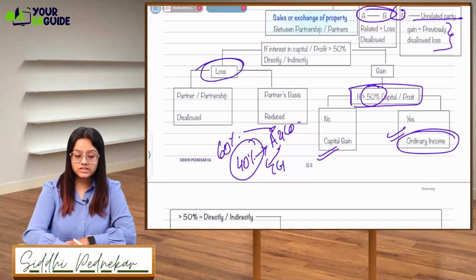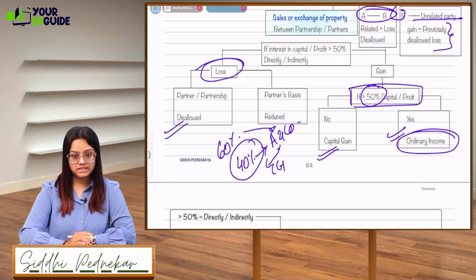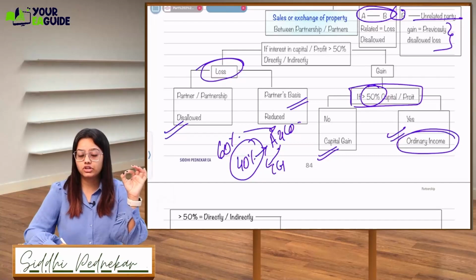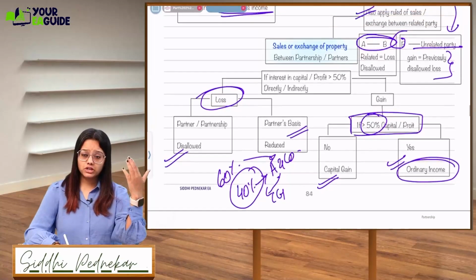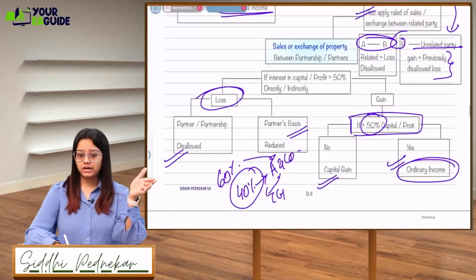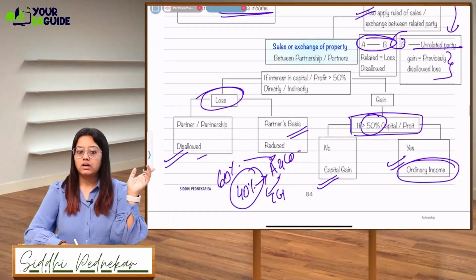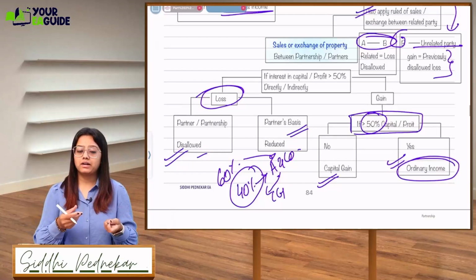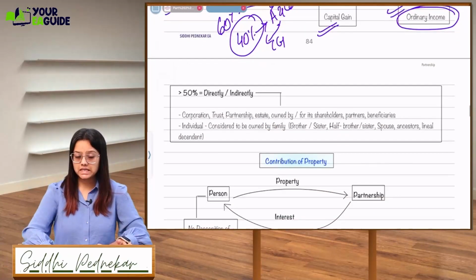If there is a loss, if you are a partner in a partnership firm, then it will be disallowed, as I mentioned, and my partner's basis will get reduced by that loss. But in future, when the partnership firm sells it in the market, whatever loss was disallowed, this amount will again be reduced from the amount of gain which the partnership firm is going to incur. This is a sale or exchange of property. Everyone is clear, I hope.